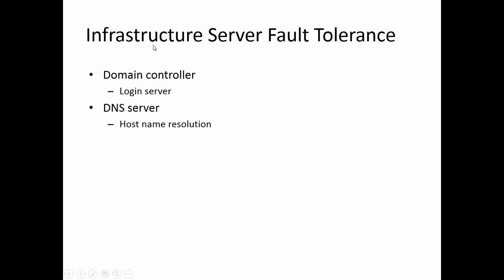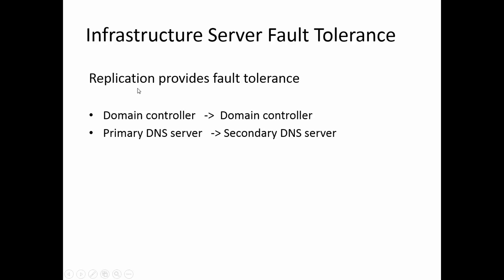Now let's discuss infrastructure server fault tolerance. Previously, we've been talking about file servers, but an example of an infrastructure server would be a domain controller or a DNS server. A domain controller is often called an authentication server or a login server, and a DNS server performs host name resolution. Well, what if either one of those servers crashes? What do we do for fault tolerance?